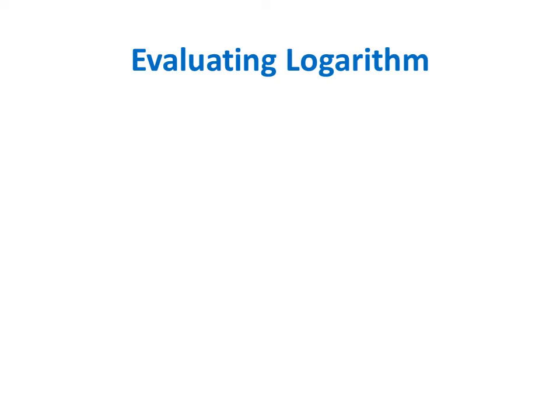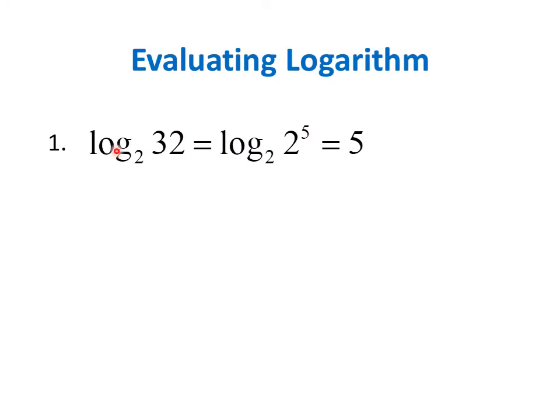Let's evaluate some logarithmic expressions. First, we have log to the base 2 of 32. So this is equivalent to saying that to what exponent do you raise the base 2 to get 32? Therefore, we have to express 32 as the base 2 raised to some exponent. So we know that 2 times 2 is 4, times 2 is 8, times 2 is 16, times 2 is 32. Therefore, 32 is equal to 2 to the exponent 5. So to what exponent do we raise 2 to get 2 to the 5? We have the exponent 5. Therefore, the answer is 5.